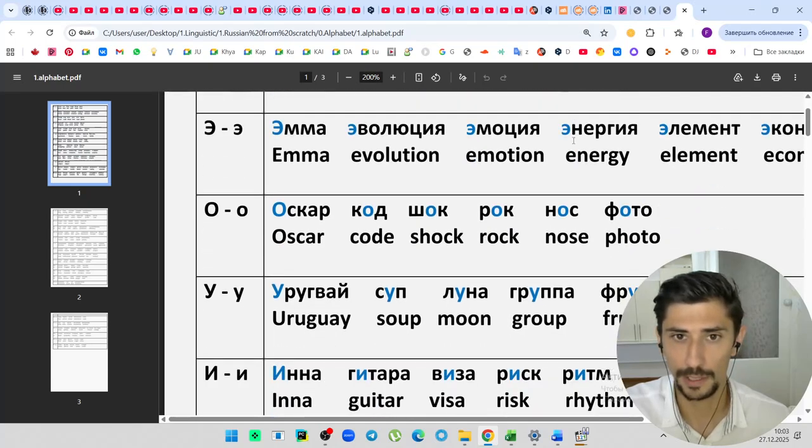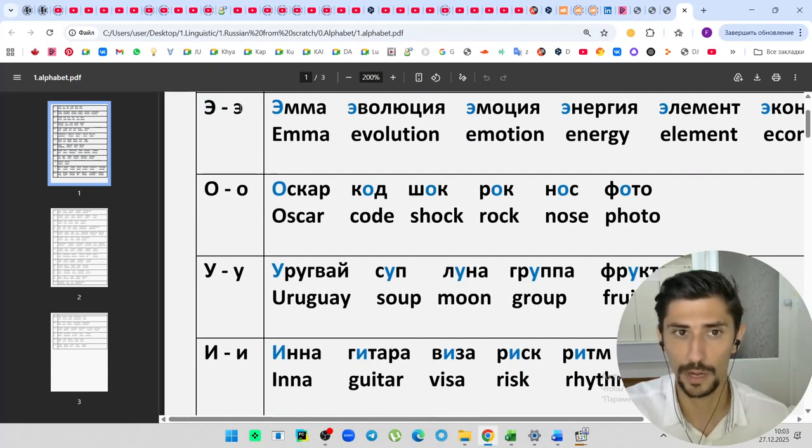Okay, let's look at another letter. This letter is pronounced like E. The first word is a feminine name, Emma. The next example is the word evolution. We have the same root: evolu. In Russian it would be the same, evolu, because the number 2 looking letter is pronounced like V, not B like in English. Evo. This letter is L, and this letter is pronounced like U, evolu.